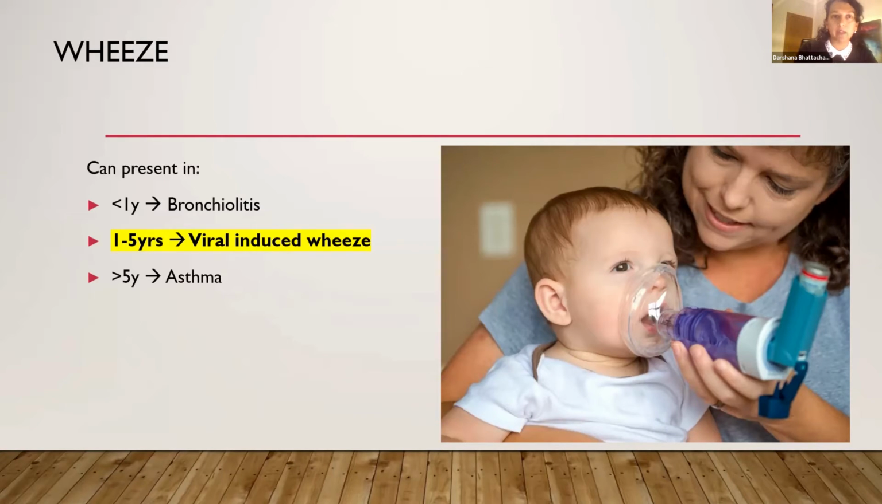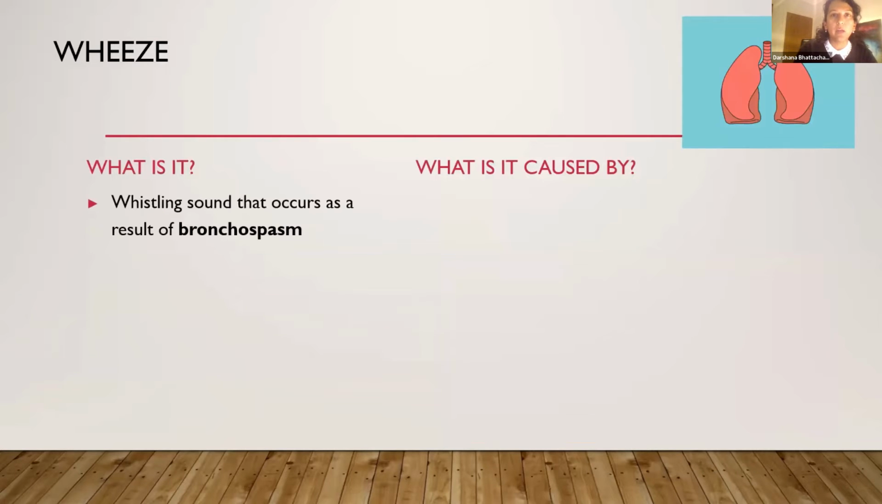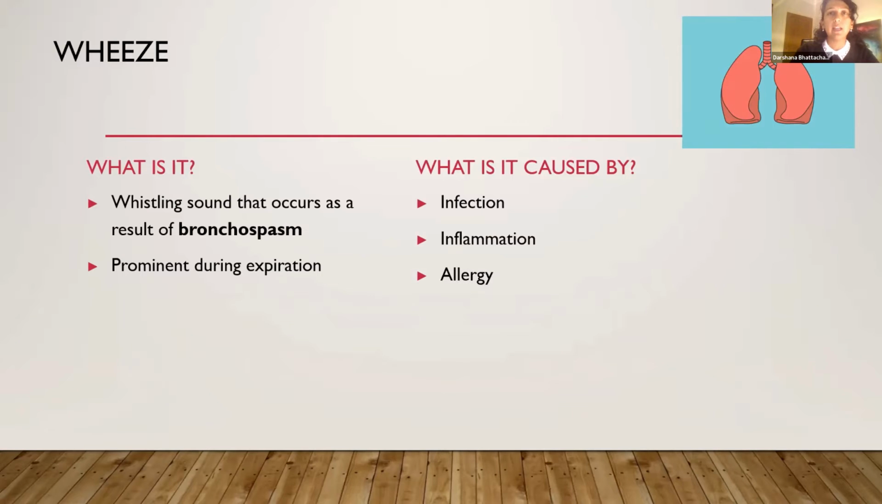So we'll talk a little bit about viral-induced wheeze now. Wheeze is essentially a whistling sound that occurs as a result of bronchospasm or tightening of the small airways in the lung. It tends to be prominent when children are breathing out, but you can hear it when they're breathing in as well. It can be audible wheeze where you just hear it sitting next to the child, or you may need a stethoscope to listen to it. It's caused by a variety of things such as infection, inflammation, allergy, as you're aware, particularly within anaphylaxis, and excessive secretions, which is what we see in young babies with bronchiolitis.